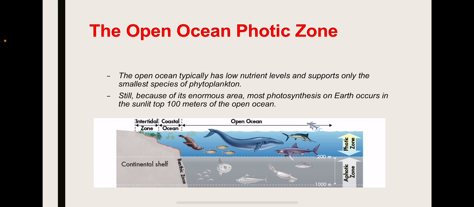The open photic zone. The open photic zone is typically low in nutrients and supports only the smallest species of plankton. Still, because of the enormous area, most plankton on earth occurs in the sunlit top 100 meters of the open ocean. As you see, the graph is in your biology textbook.